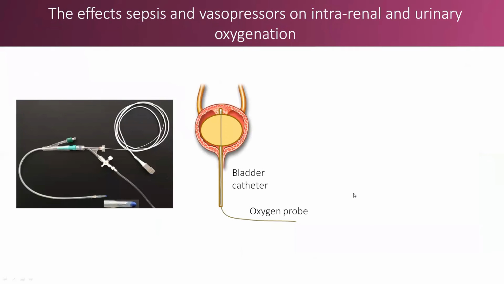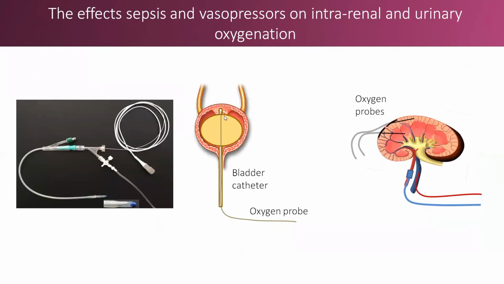To test this, we got Oxford Optronics to develop a large area oxygen sensor. As Clive highlighted earlier in his talk, we inserted this large area oxygen sensor through a standard bladder catheter to sit at the tip of the bladder catheter in the bladder. And this allows us to simultaneously measure bladder urinary oxygen tension with intra-renal tissue oxygen tension in the kidney, both in the healthy state and during development of acute kidney injury, and then following them through to vasopressor therapy.